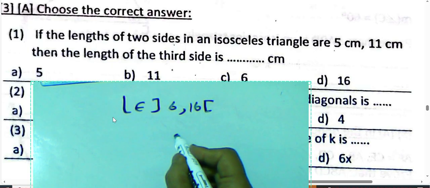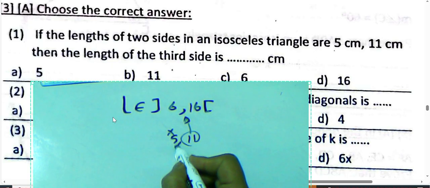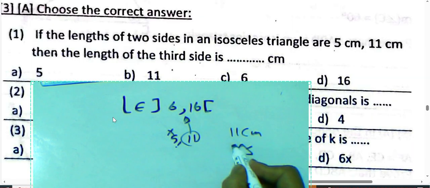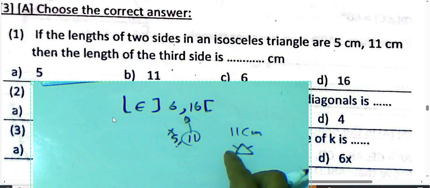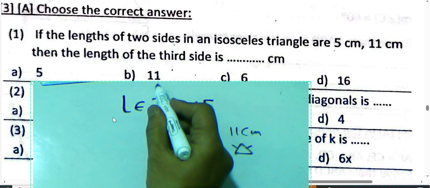Then the length may be 5 or 11. Which is correct? 11 lies here, but 5 does not belong. Then the third side here will be 11 centimeters, because he tells me it's an isosceles triangle. It means we have two sides of equal length. We have 11, and the third will be 5. Then we must choose 11. The answer here is 11.